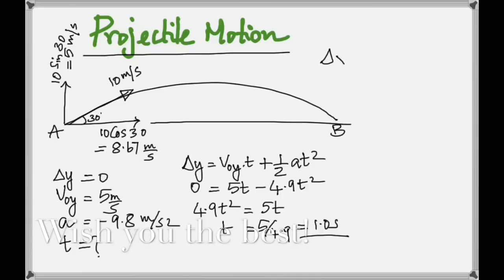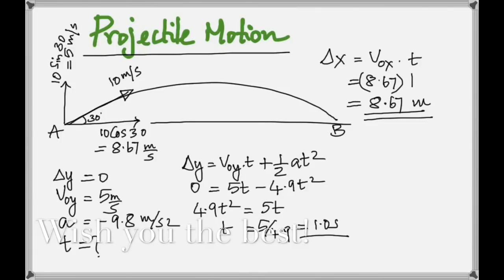And then I want you to find out the distance from A to B. What would you do? With the velocity along the x, because you're finding delta x, v0x, that's where you use your 8.67 multiplied with 1 and you get 8.67 meters, and that is how you prepare for your final exam.